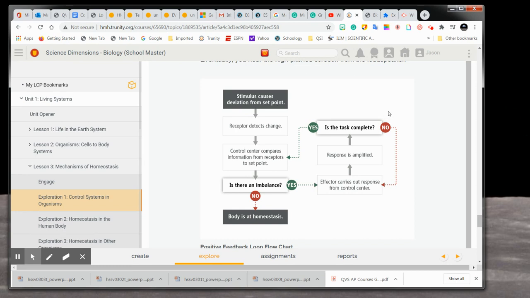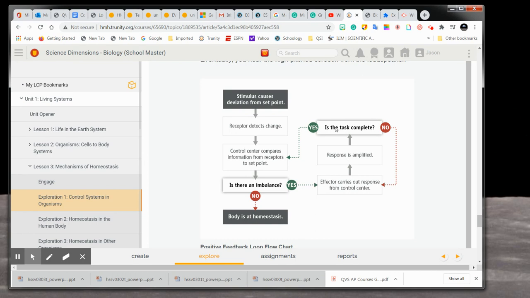So if we scroll down here, here's another little model diagram of the positive feedback loop. A stimulus causes a deviation from the set point. The receptor detects the change. The control center compares to the set point. Everything's the same. Ask the question, is there an imbalance? And the answer is yes. Effector cells carry out a response from the control center, and the response is amplified. In other words, it's increased.